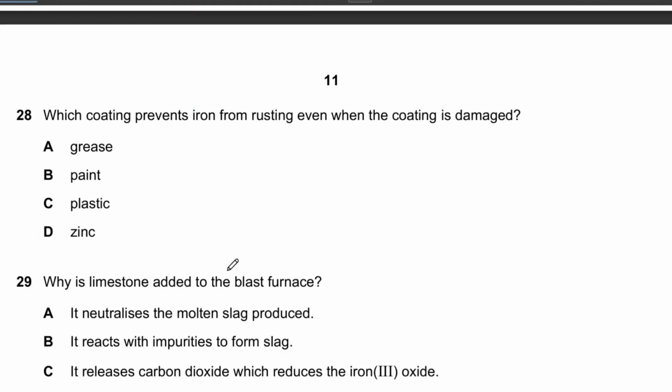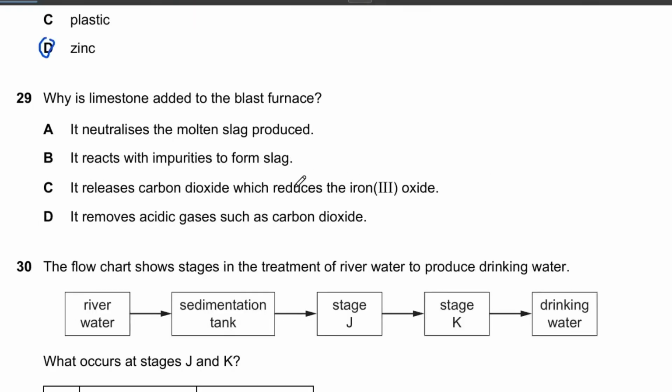Question 28. Which coating prevents iron from rusting even when the coating is damaged? That will be D, which is galvanizing. So galvanizing is done using zinc, and when iron is galvanized, the coating prevents the iron from rusting even when the coating is damaged.